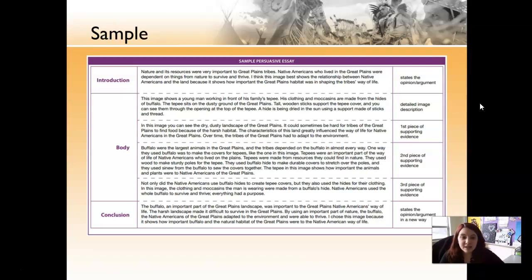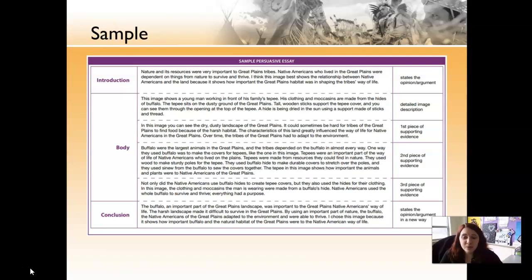Your body is going to give some evidence, so you're going to have at least 3 pieces of evidence that support it. So the first sentence in my body is going to describe what is happening in my image. The next 3 pieces of the body are going to support my evidence of my belief from that picture. And my conclusion, of course, is going to restate my opinion and talk about it and re-say the argument and try and convince the person that they are right. So this is what my persuasive essay would say.